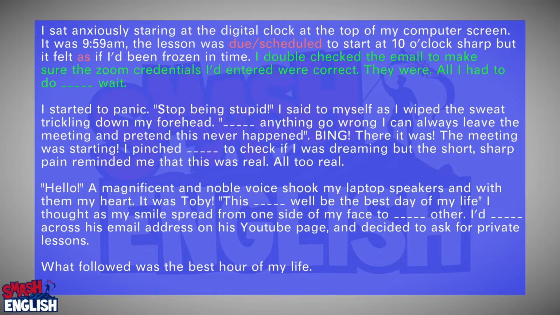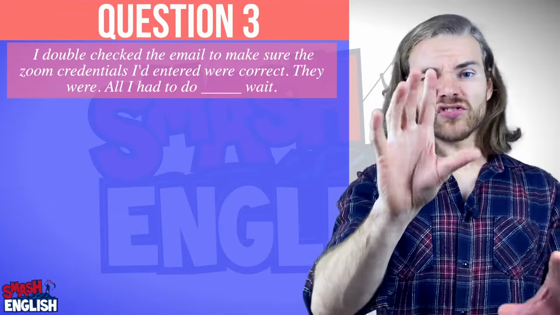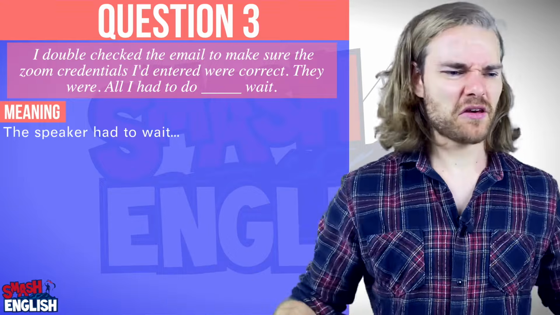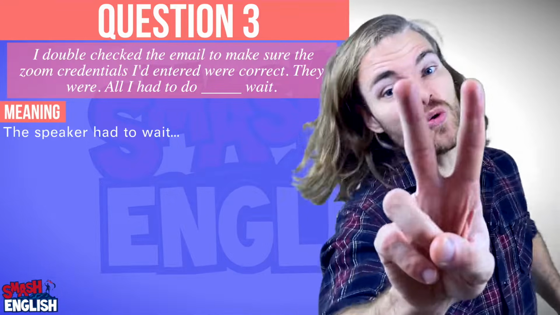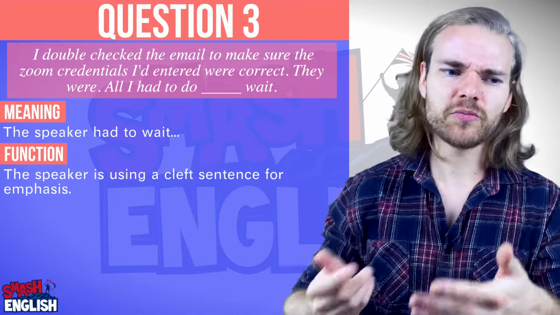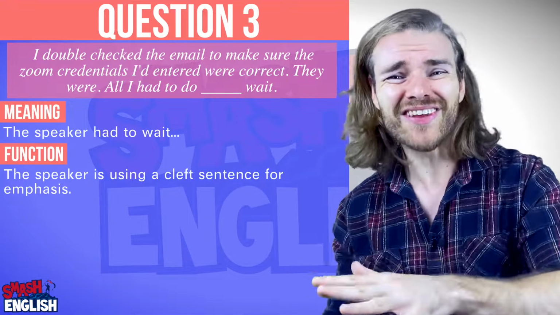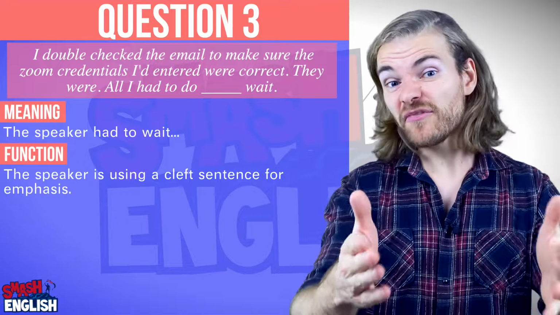I double-checked the email to make sure the Zoom credentials I'd entered were correct. They were. All I had to do, wait. Number 1. What is the meaning? Well, the speaker had to wait. Okay. Number 2. What is the function? Well, the speaker is using a cleft sentence, and they are doing this for emphasis.